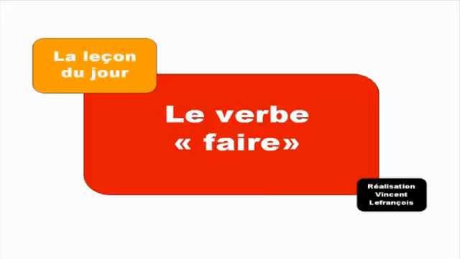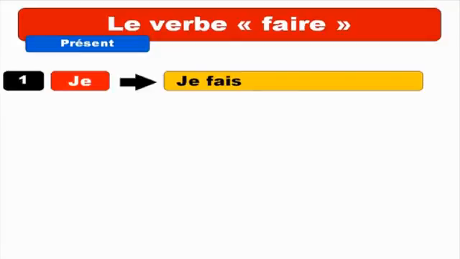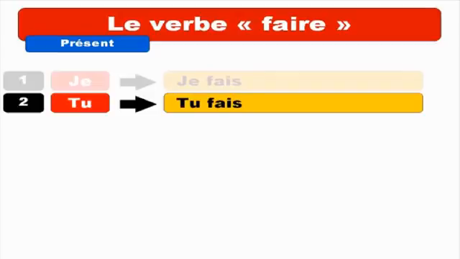So now we can start. First form, for je, it's je fais. Okay, so the final S is not pronounced. Je fais. Repeat. Je fais. Okay. Second form, tu fais. So same form, same pronunciation. The final S is not pronounced. Tu fais. Repeat.